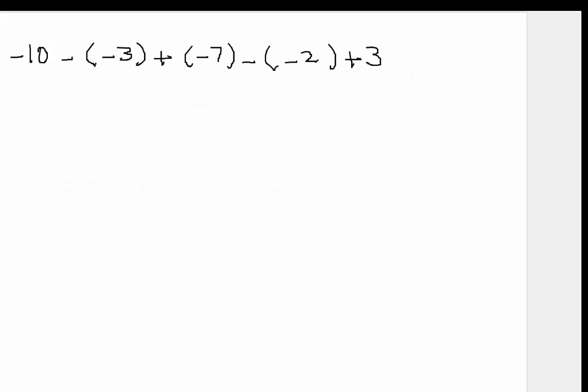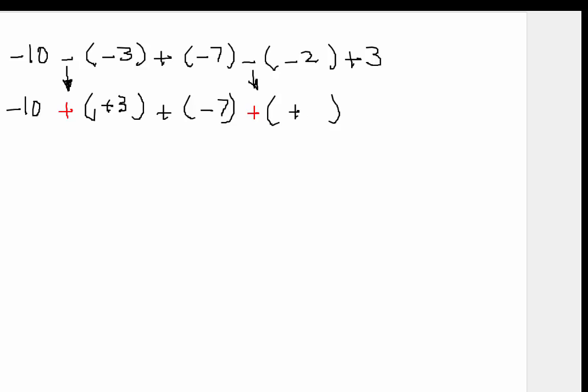Or we can look at this as changing the subtraction to addition, and change the sign of the second number into its opposite number. So opposite of minus 3 would be plus 3. This is already plus. Okay, here's another one. Changing this subtraction to addition, and then we have to change the next number to its opposite number, plus 3.